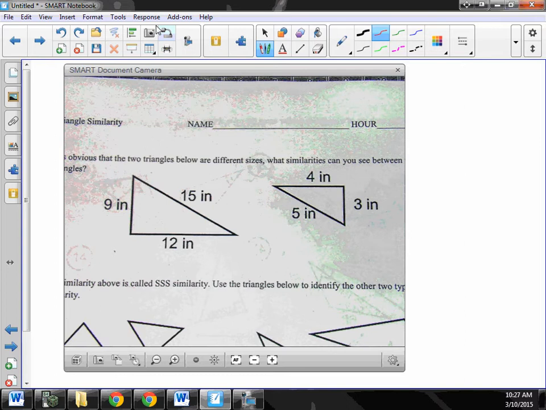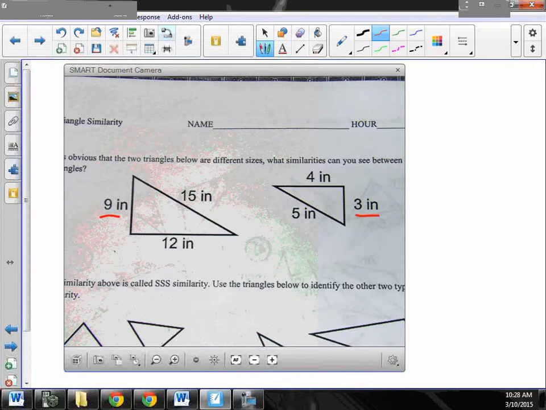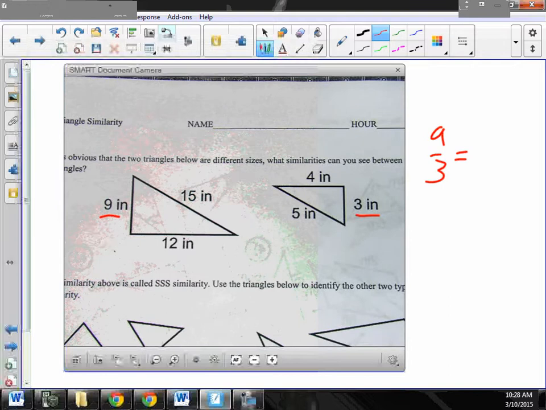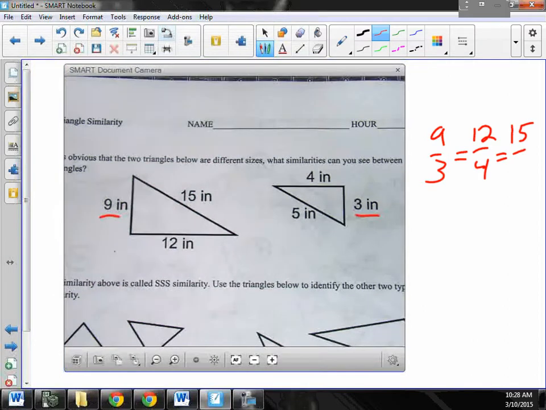Look at the measurements. What side matches up with 9? With 3? It's the smallest. 9 is the smallest, and 3 is the smallest. So 9 over 3. What are the other fractions we're going to set up? 12 over 4 and 15 over 5. Are all three of those the same?